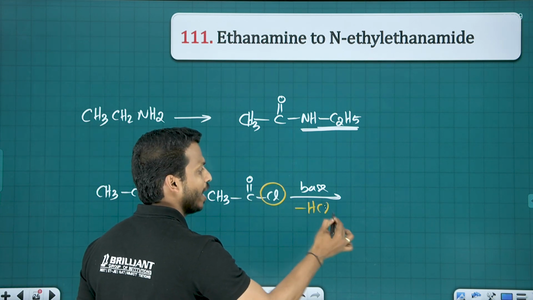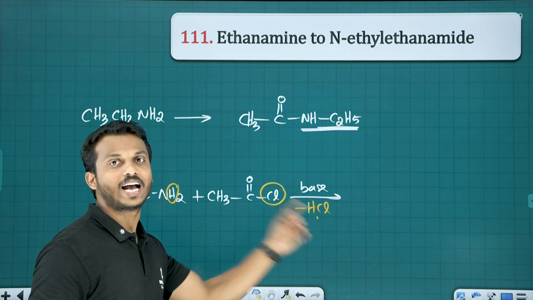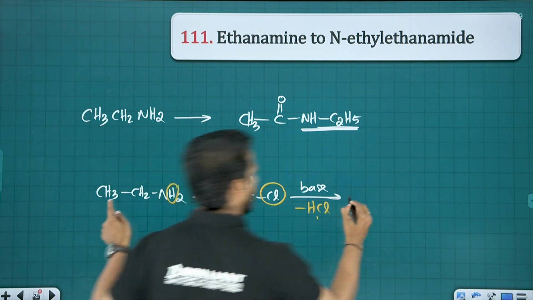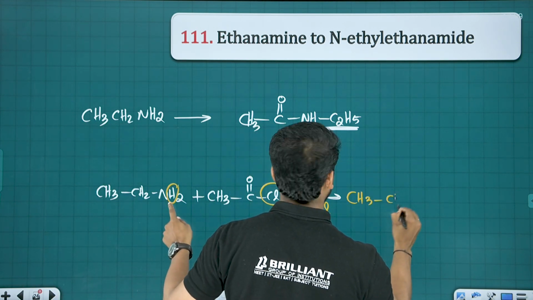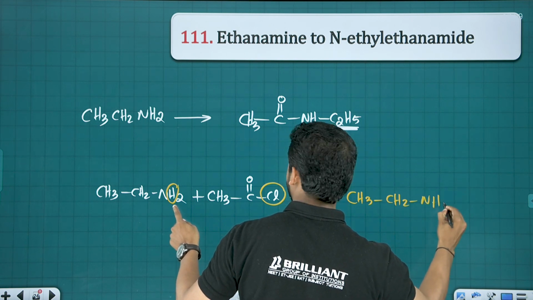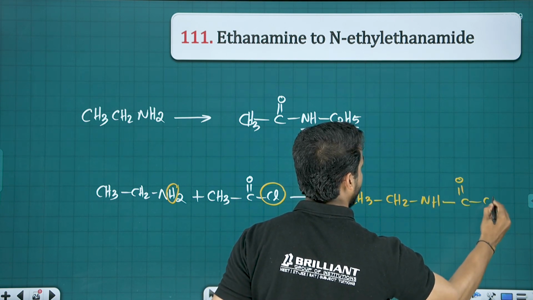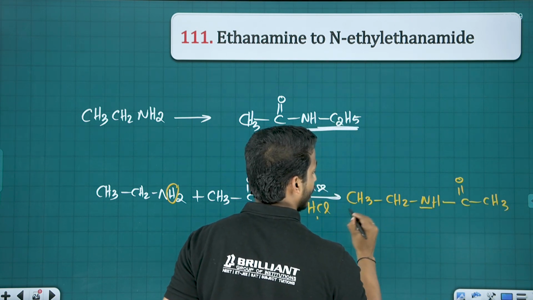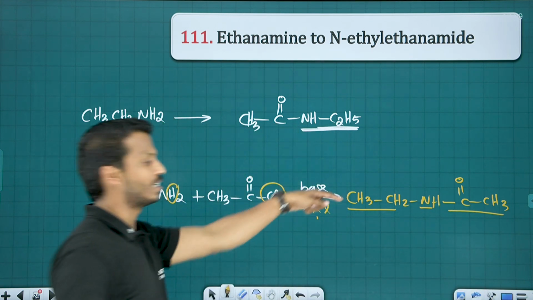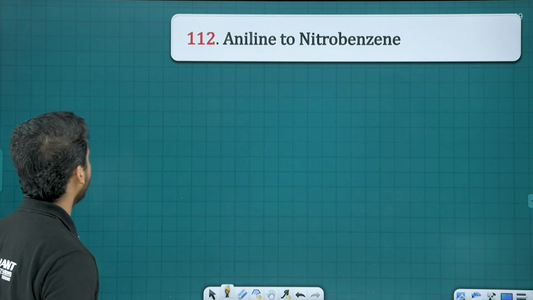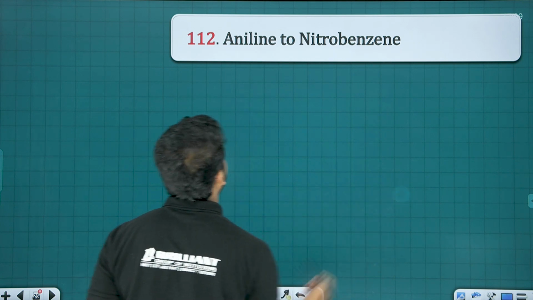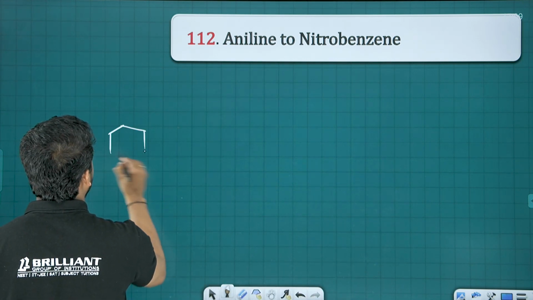HCl. So why are we using the base here? To neutralize the acid byproduct. So what is the product here? We have CH3CH2. What is left here? NH and then COCH3. This is called N-ethylethanamide, right? The same compound. Ready? Question number 112. How will you convert aniline to?